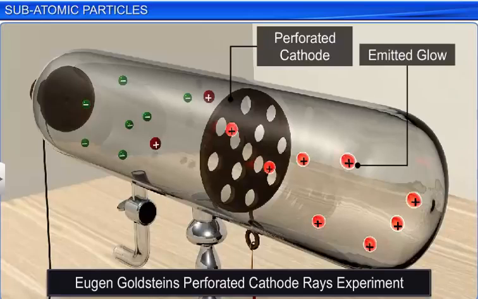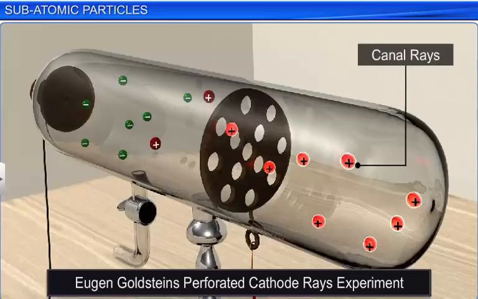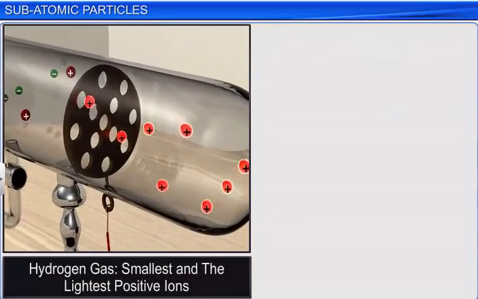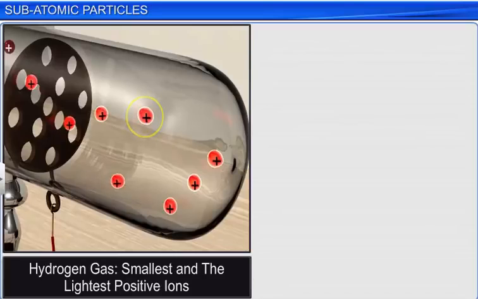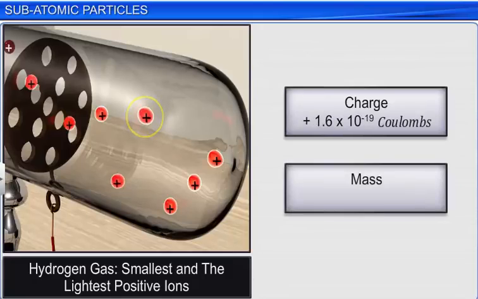Goldstein concluded that in addition to the already known cathode rays, there is another ray that travels in the opposite direction. Since these rays passed through the holes or channels in the cathode, he called them canal rays. They consisted of positive ions, whose charge and mass values depended on the gas inside the discharge tube. Hydrogen gas produced the smallest and the lightest positive ions, with the magnitude of charge same as that of an electron, but with the positive charge, that is, +1.6 × 10^-19 coulombs, and a mass that was found to be similar to that of a hydrogen atom, that is 1.67 × 10^-24 grams.